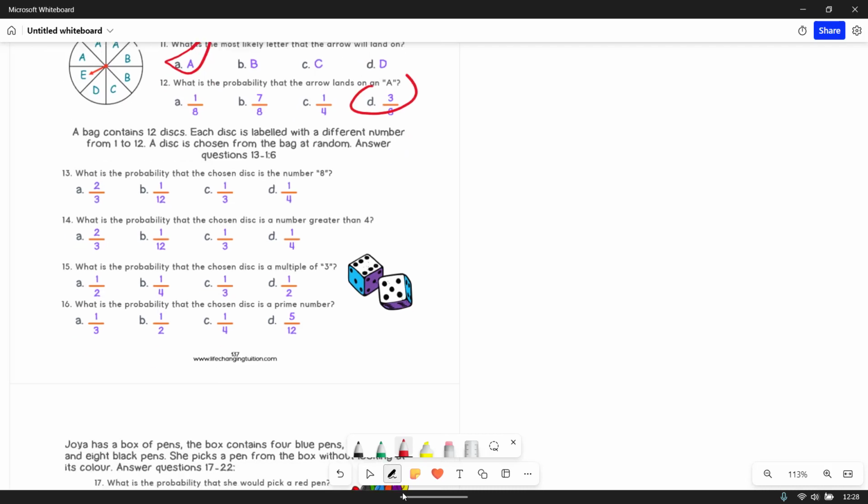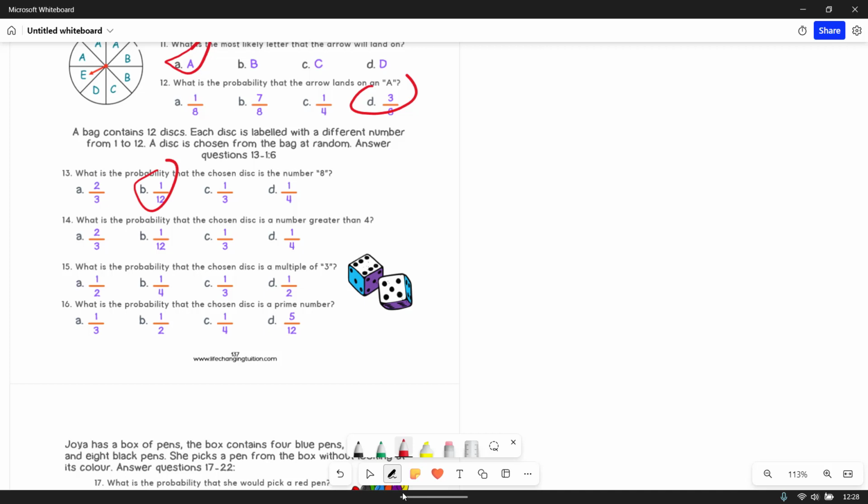I've got a bag of 12 discs. Each disc is numbered a different number from 1 to 12. A disc is chosen from the bag at random. So what's the probability of choosing a number 8? That'd be 1 out of 12. There's only one 8. So 13 is B.